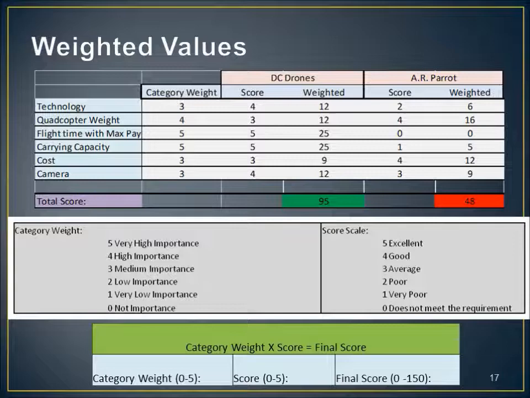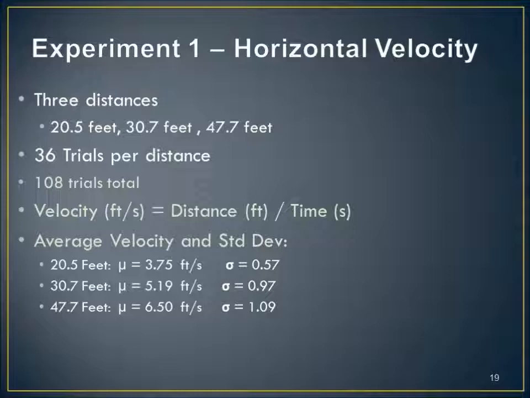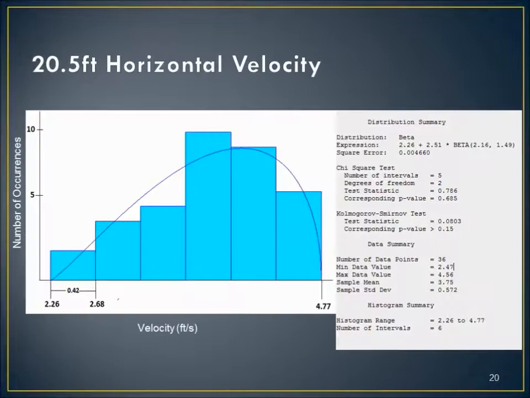For the experiments, we conducted a total of 2 experiments, one for the vertical and one for the horizontal velocity. Let's go over the horizontal velocity first. We tested 3 different distances, 20.5, 30.7, and 47.7 feet, running 36 trials.